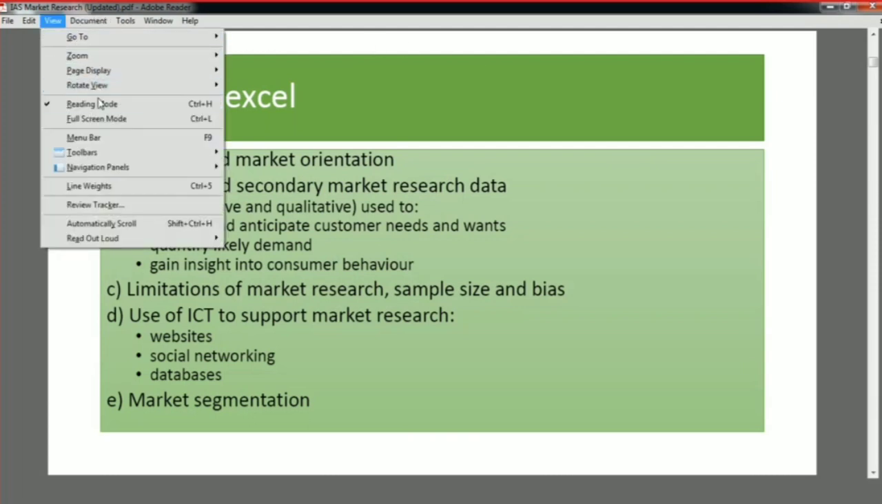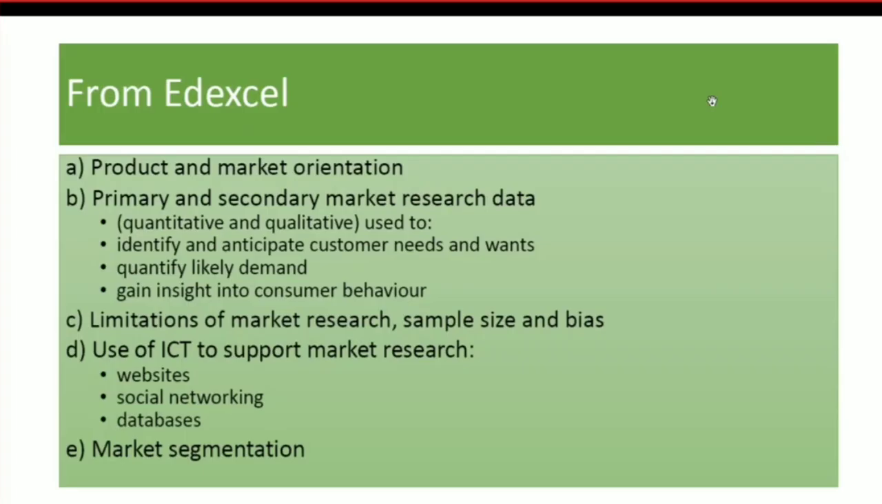Another thing we are going to talk about is quantitative and qualitative data, and how they are being used. What market research actually helps with in the business, like identifying and anticipating customer needs and stuff like that. We are going to talk about the limitations of market research. We are going to discuss sample size and what bias is.